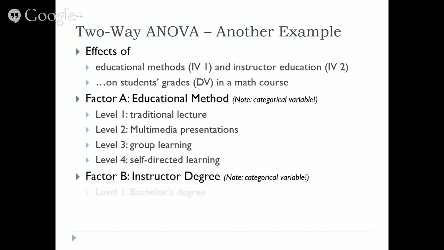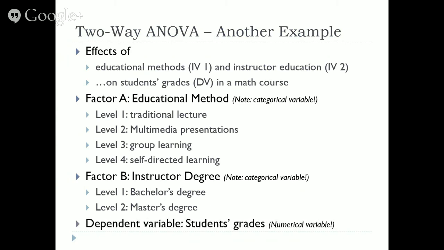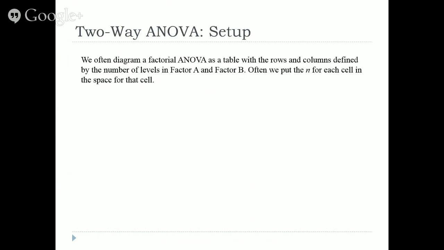So group 1 has to be divided up into 2 groups. We need traditional lecture by bachelor's degree, traditional lecture by master's degree. Factor A level 2, multimedia presentation group, has to be further subdivided into bachelor's degree and master's degree groups, etc. So we're going to have 8 separate groups of participants. The dependent variable for everybody is students' grades.